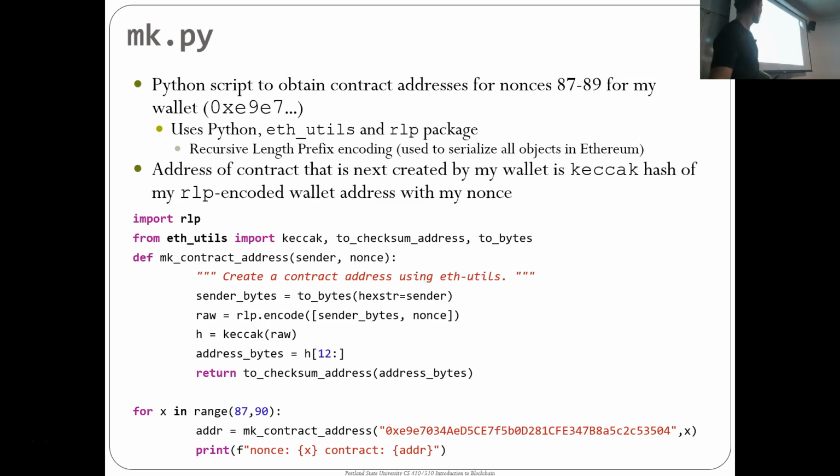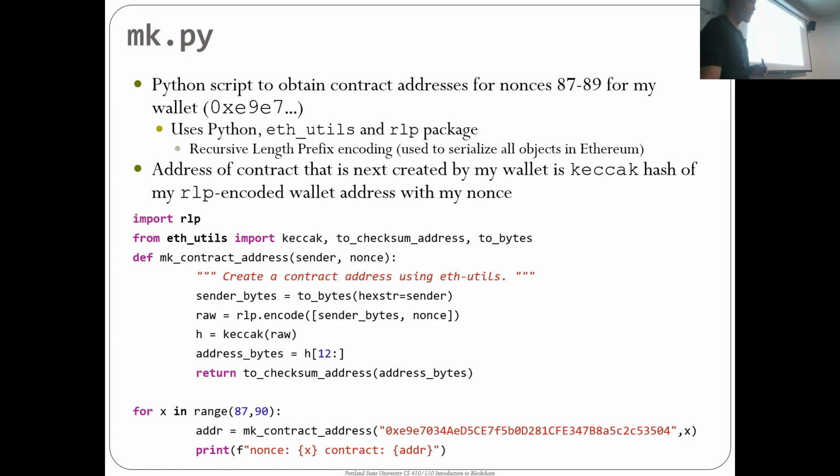You can just use this as a black box, but basically what's happening is it's taking the bytes for the sender address, RLP encoding the sender address along with the nonce that the sender currently has, and then it takes a Keccak hash of this. The address is pulled from the hash deterministically, and that's effectively the contract address that it's going to create with that particular nonce.